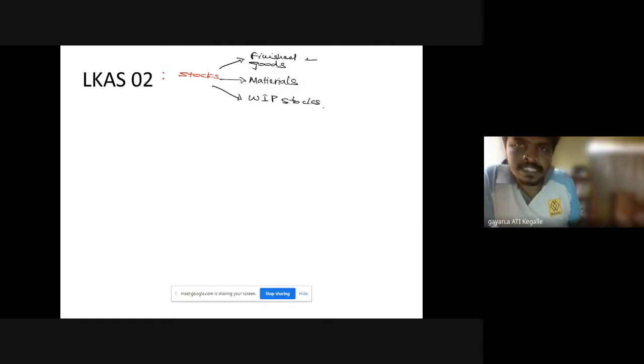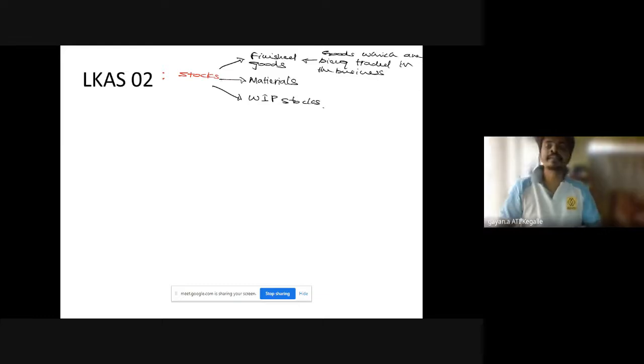Here finished good in the sense we can say as goods which are being traded in the business. So it can be differ business to business.